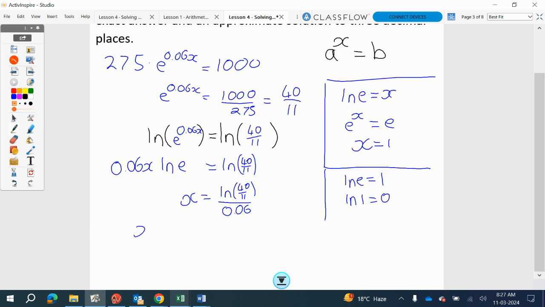We can write this as ln 40 minus ln 11 over 0.06. Both of these two I would consider to be simplest possible form. I don't see either as being a simpler form than the other. Just depending on how you're writing it, this can be nicer. This is also correct. Use your calculator now to enter one of these two expressions and find the approximate answer to 3 decimal places.